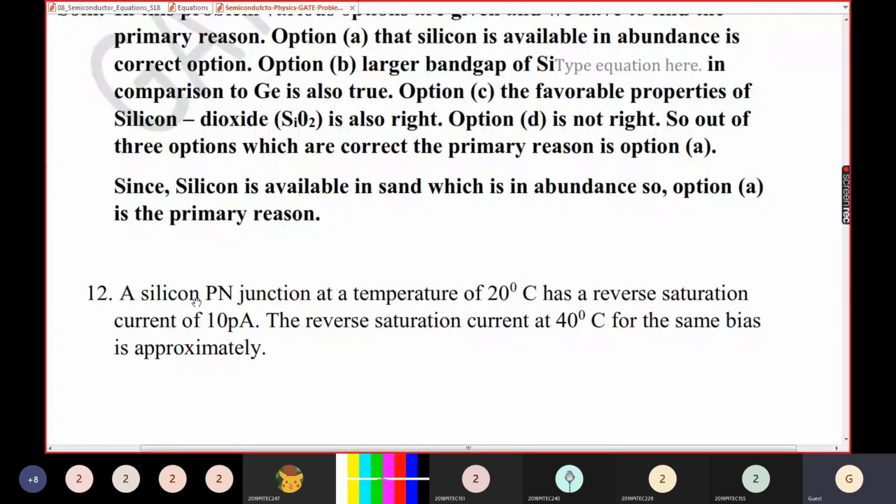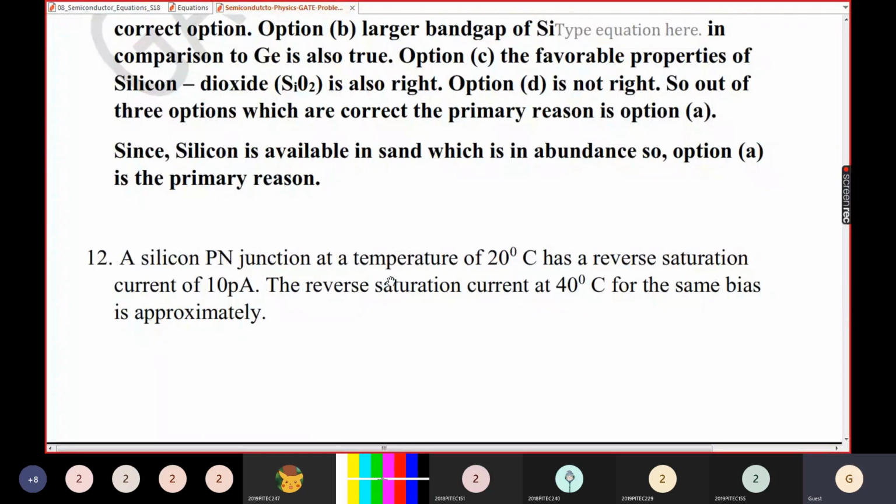Okay, now let us see this 12th question. A silicon PN junction at room temperature, they have given 20 degrees centigrade, has a reverse saturation current. Now see here, what I have taught you in today's class, the reverse saturation condition. Now they have given us the reverse saturation current as 10 pA, the reverse saturation current at room temperature.